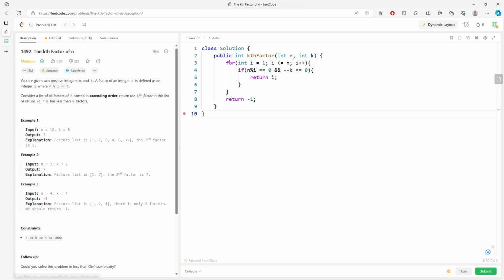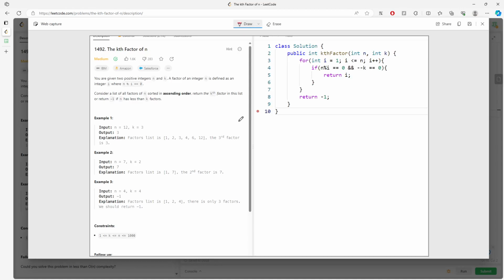So time and space, straightforward. Time is O(n), space is constant. Using this idea, imagine you have a list to store i when n mod i equal to 0, right? But we don't need to traverse all the way to n.